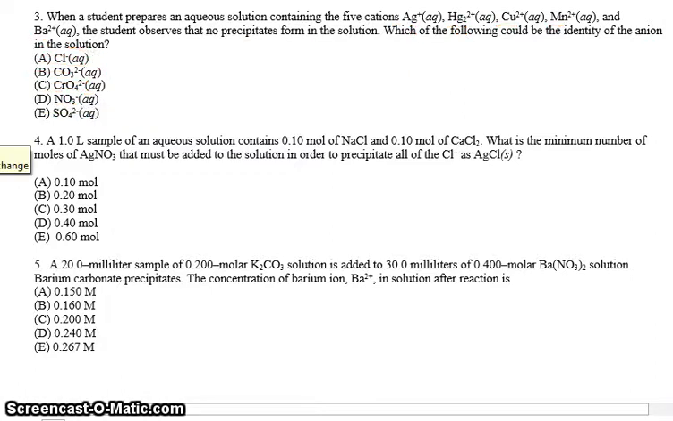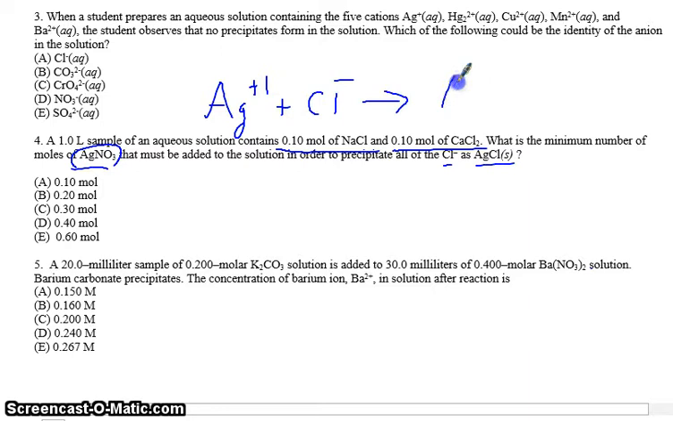How about the next one? A 1 liter sample of an aqueous solution contains 0.10 mole of sodium chloride and 0.10 mole of calcium chloride. What is the minimum number of moles of silver nitrate that must be added to the solution in order to precipitate all the chloride as silver chloride? What we're saying here is that when you react silver nitrate with chloride, you get a precipitate. And the reaction is silver plus chloride gives you AgCl. This would be the net ionic equation for the reaction.